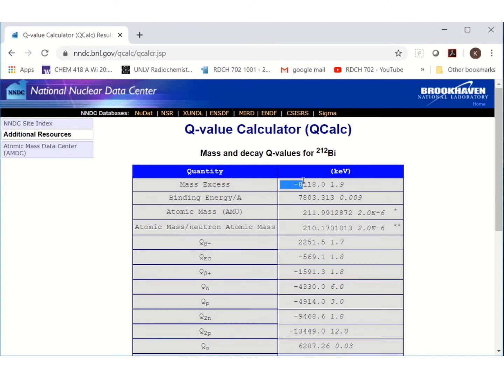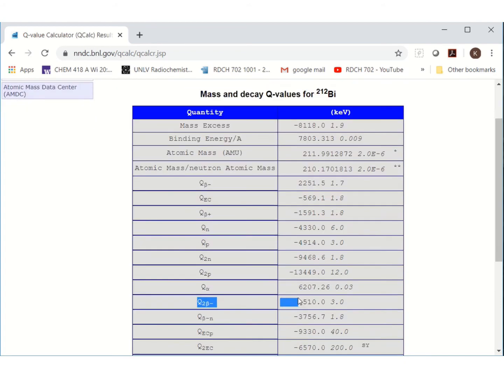If I just take an isotope and submit it, I will get information. I'll get the mass excess information for that isotope, the binding energy, the atomic mass, and then the atomic mass divided by the neutron atomic mass, and then the Q values for the different decays. So here's the beta minus decay, electron capture decay, and we see that for bismuth-212, the beta minus decay is positive, and the alpha decay, as shown here, is positive. There's also this double beta decay. It's also positive. Fundamentally, any of these reactions that are positive can occur.